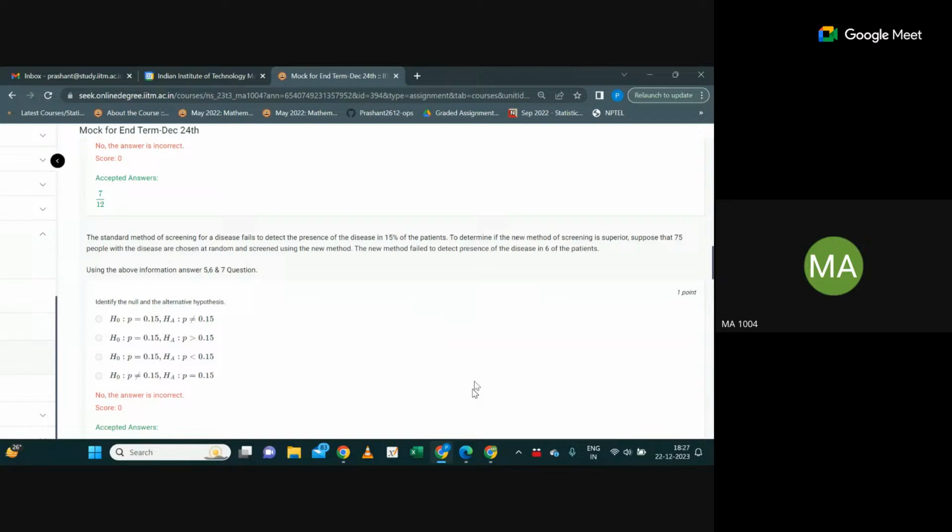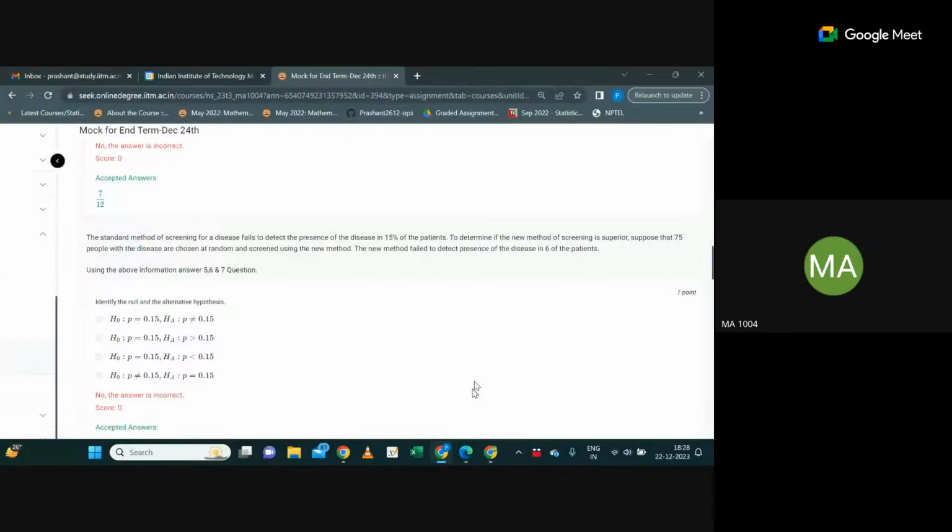Okay, Mansi, you got it. I understood that they are talking about the traditional method, which was unable to detect disease in 15% of patients. If the other method has to be superior, then the proportion it was not able to detect should be less than that 15%. That's where the alternative should be less than 0.15. That's my point.